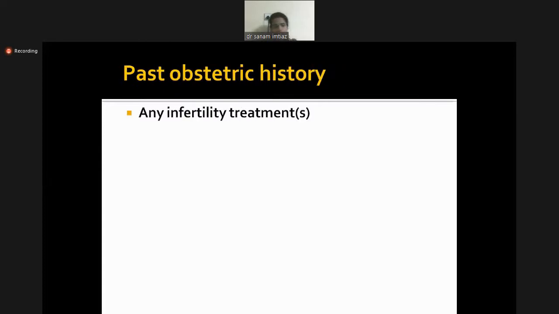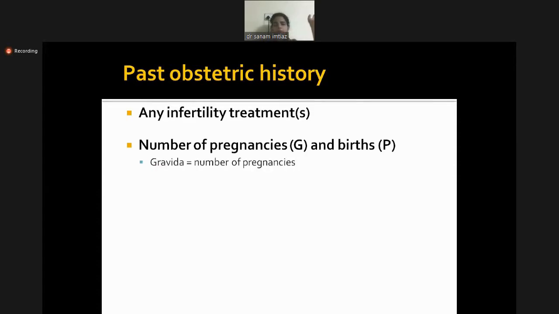Then past obstetric history. Any infertility treatment was done or not. The number of pregnancies and births. So basically this is just very briefly that you have to mention.